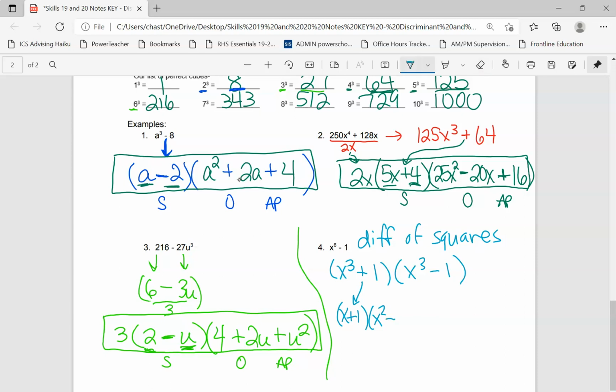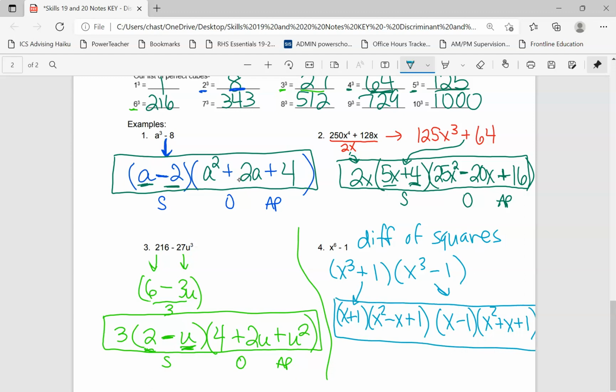So I'm just following my patterns here. Plus 1. And then for this part, we get x minus 1, and then we get x squared plus x plus 1. A lot of weird factors, but there we go. And that is all that we have to do to factor cubes.